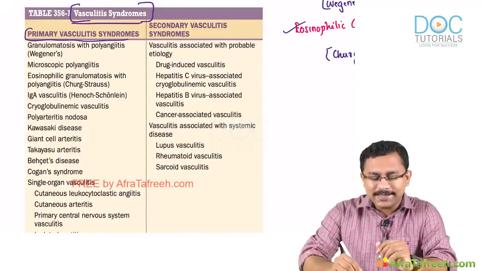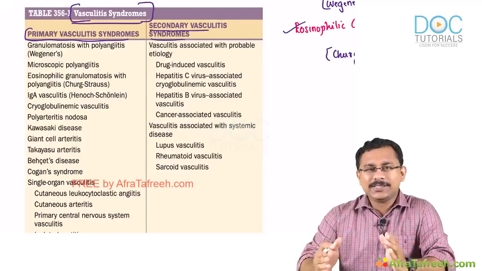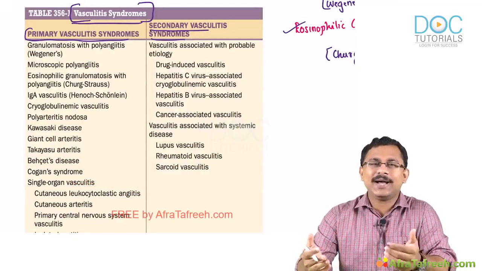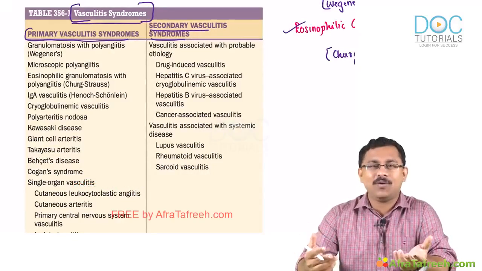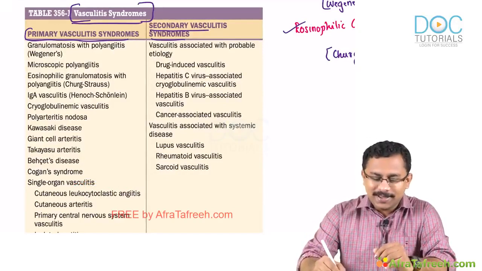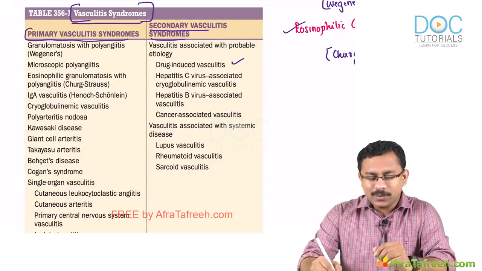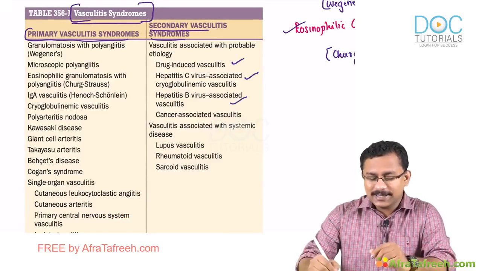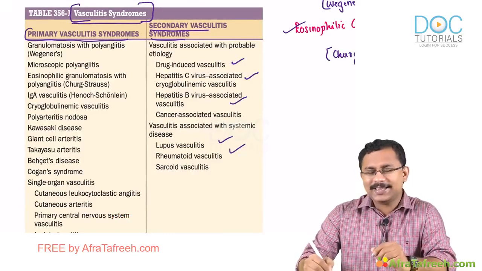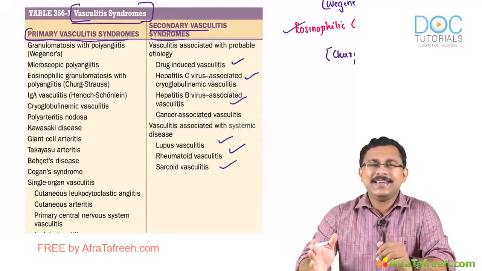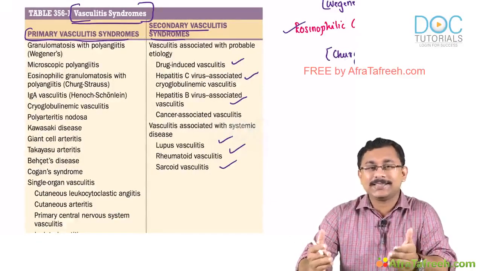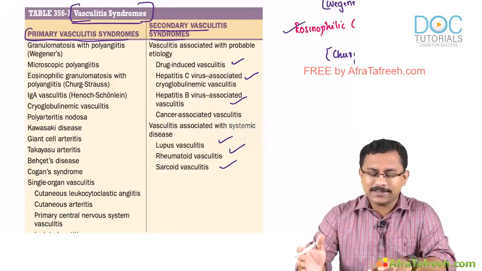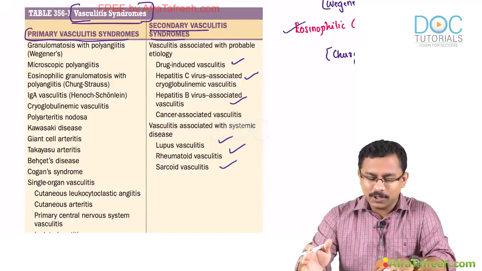Whereas you can have secondary vasculitis in which vasculitis is there, but there is some other disorder, and secondary to that disorder you may also have a vessel wall inflammation, which includes drug-induced vasculitis, vasculitis related to hepatitis C infections, hepatitis B infections, then SLE, rheumatoid arthritis, sarcoid. We have already seen in the connective tissue diseases that these can cause vasculitis. So they are secondary vasculitis. I hope that part is also clear.